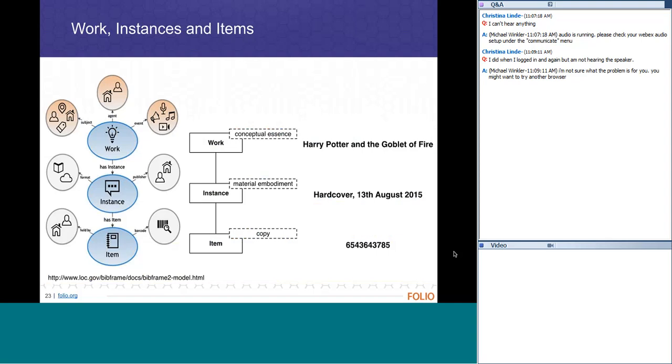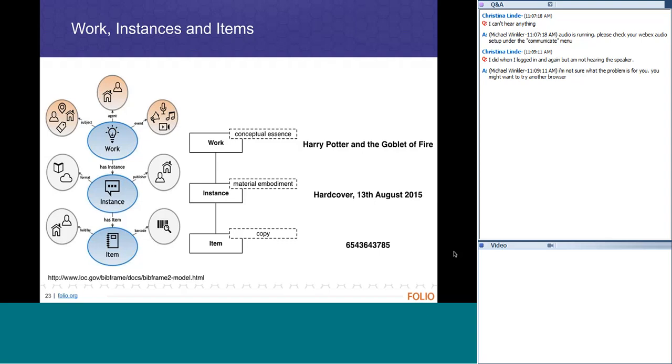Effectively, I think of the work as the written conceptual essence, which is effectively the definition I see from the Library of Congress. I'll work with examples. Harry Potter and the Goblet of Fire, the book in general, is the work. Whether it was a hardcover first edition or second edition, whether it's a paperback or an ebook, that's the instance. The instance describes the specifics of how it was published, where, when, what materials, all those sorts of ideas.